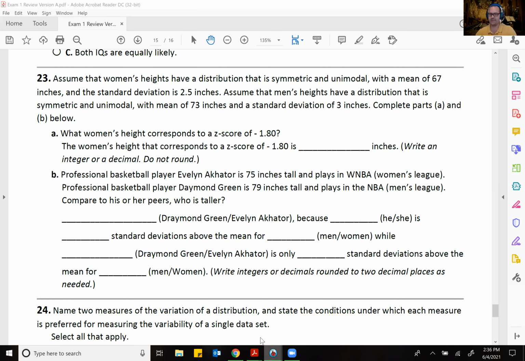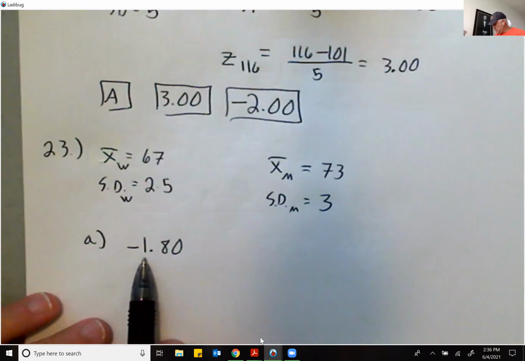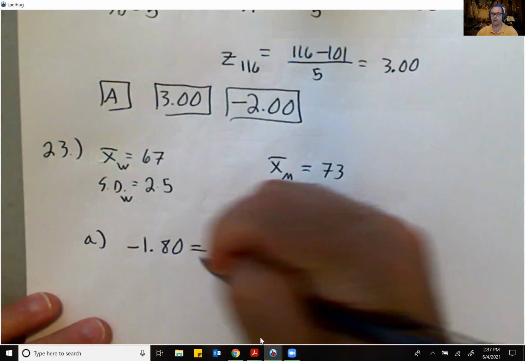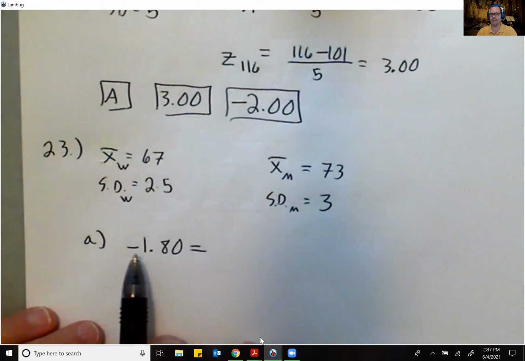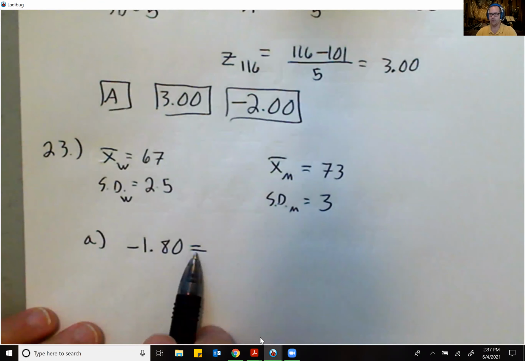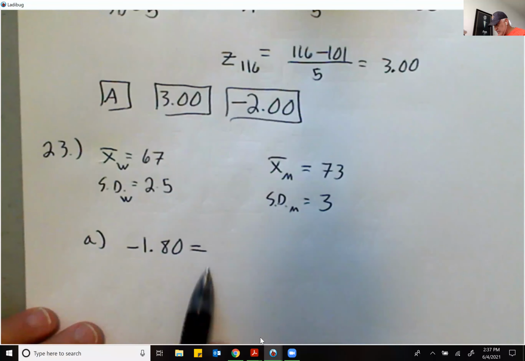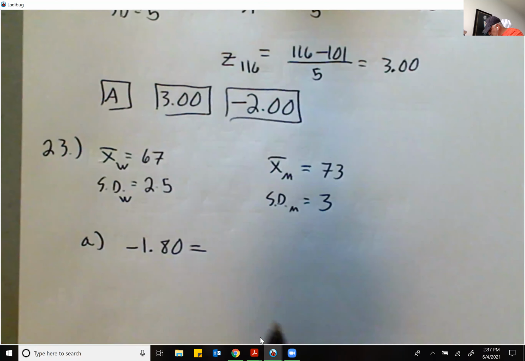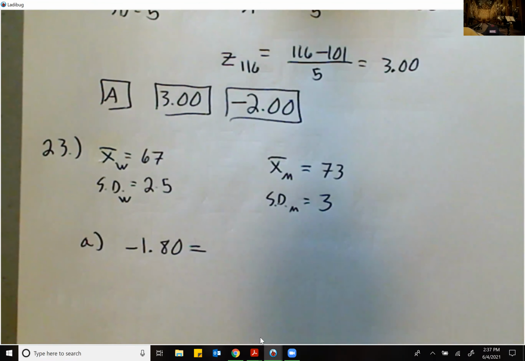So we have a women's height with a Z-score that is negative 1.80. We're looking for the height. Thinking back on what we just did, this is going to be equal to what? What does this piece look like over here? This is just like what we just did in number 21. What is this going to be equal to?